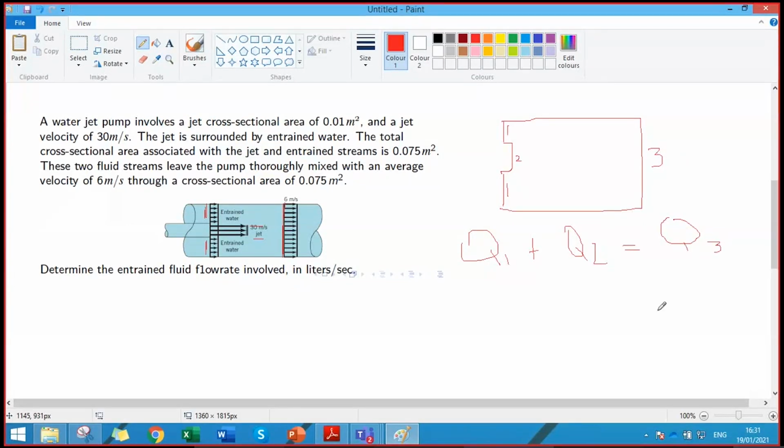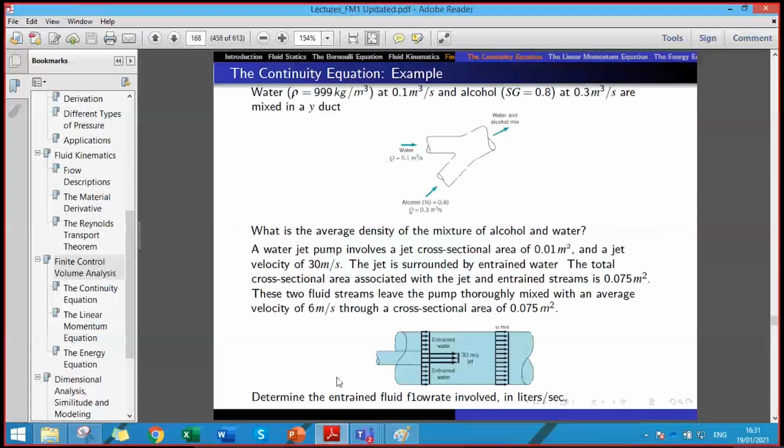Okay, you will just need to have some unit conversion because the answer required is in liter per second and you will get the answer in meter cube per second. Is it clear? Now the next problem is a very interesting one. It's the last problem we are going to solve today.